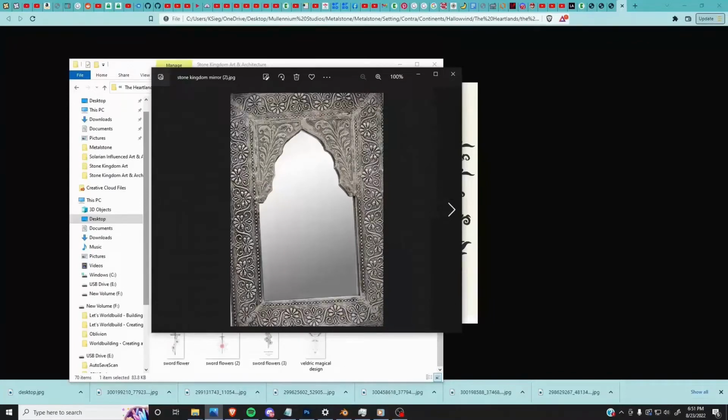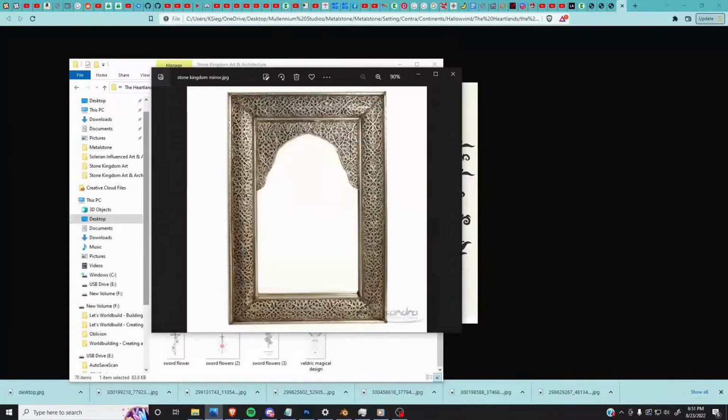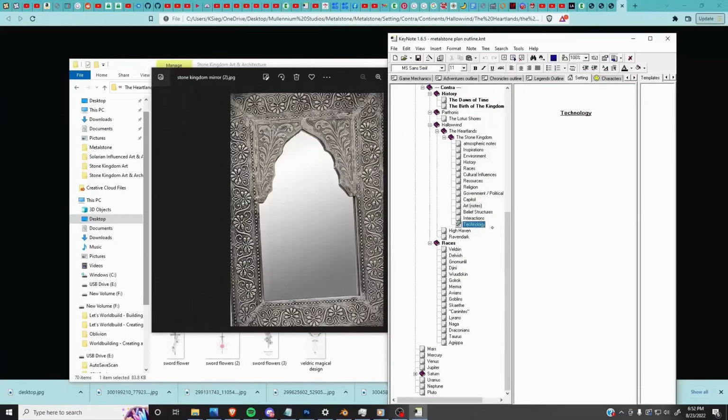Also, when looking for references, I found a couple of mirror designs that remind me of the Stone Kingdom. So in technology, I'm going to put mirrors, because that's sort of a form of technology in a way if you think about it. It's an advancement that civilization didn't have at one point, but I was thinking they could have it here in this kingdom.